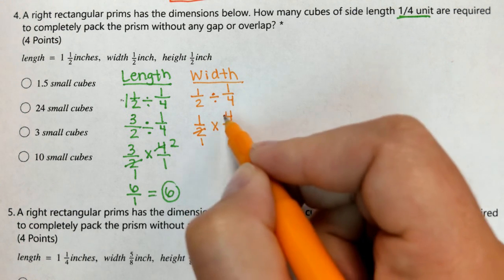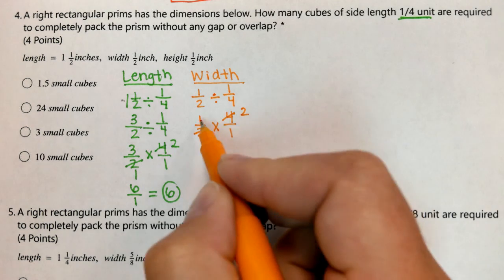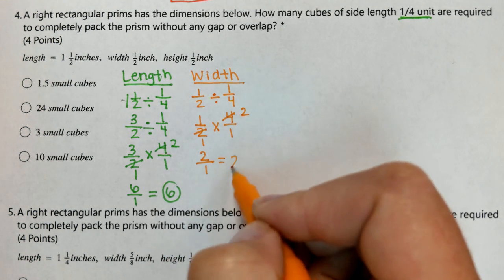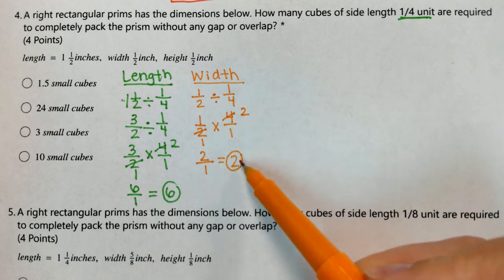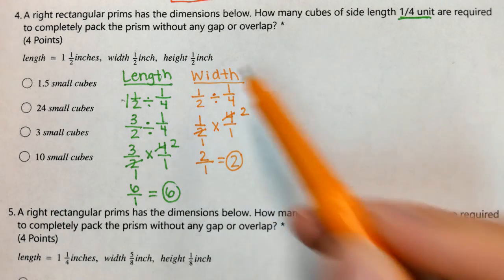2 divided by 2 is 1. 4 divided by 2 is 2. Now I multiply across. 1 times 2 is 2. 1 times 1 is 1. And 2 over 1 equals 2. So this means that 2 of these 1/4 inch cubes can fit my width.